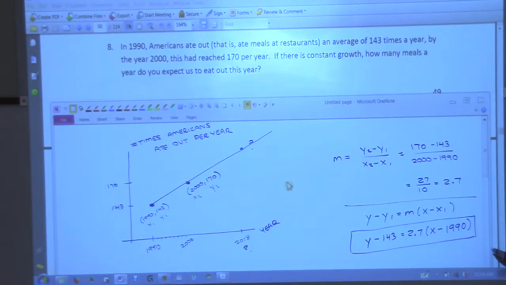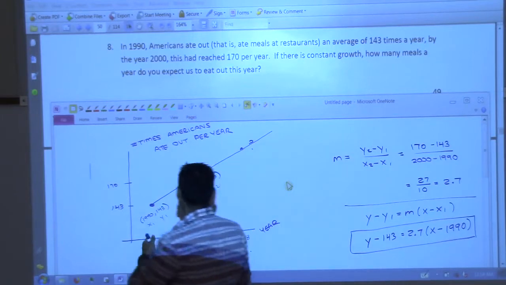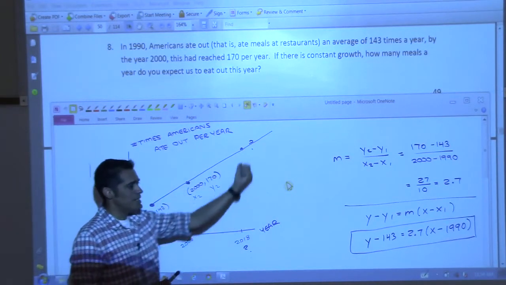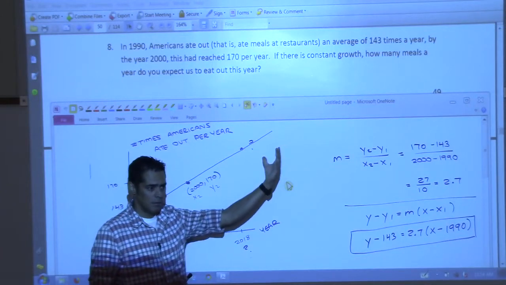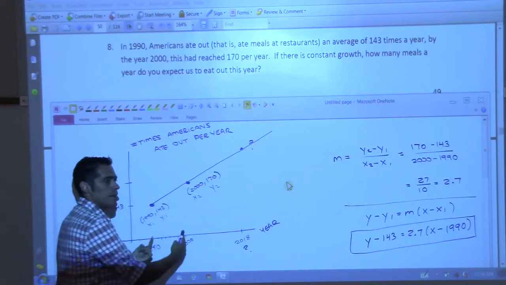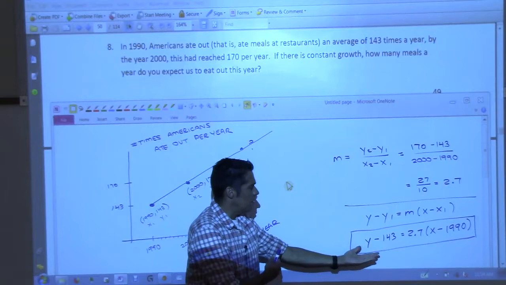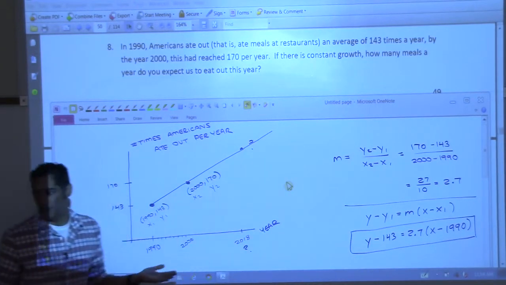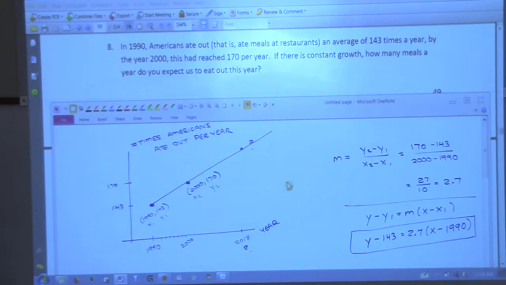This is probably one of the most realistic problems we've actually done up to this point, because what we're doing is modeling. We're looking at some things that have happened, and we're saying, hey, if this trend continues, can we predict what will happen later? And so we take the 2 points, we create a linear equation, and now we can use that linear equation to do anything we want. With me? So how do we answer the final thing?